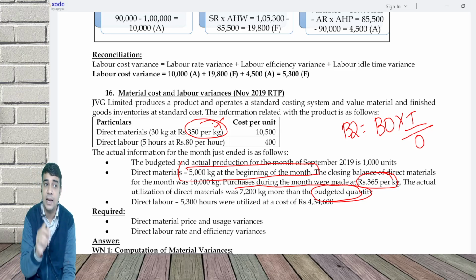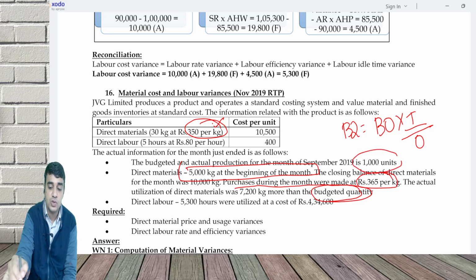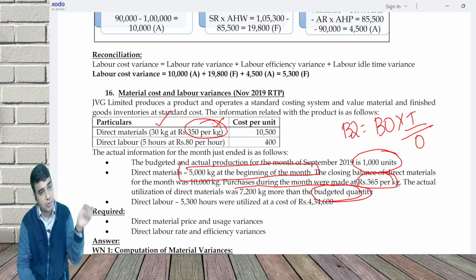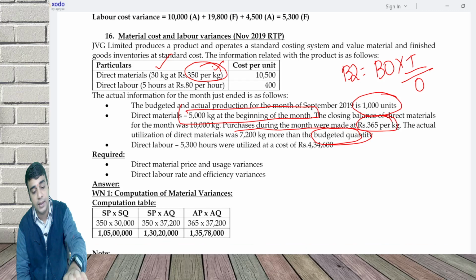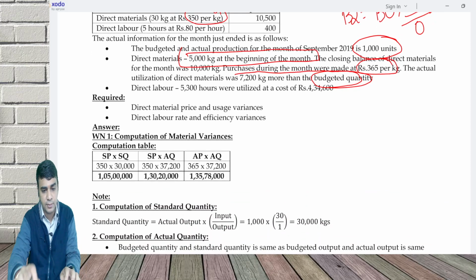If the budgeted production and actual production is same, indirectly budgeted quantity and standard quantity is also same. Standard quantity is calculated with the help of actual output, budgeted quantity with the help of budgeted output. BO and AO being the same means SQ and BQ are also same. Standard quantity is 1000 into 30 by 1, 30,000. Budgeted quantity is also 30,000. Actual quantity is 37,200.